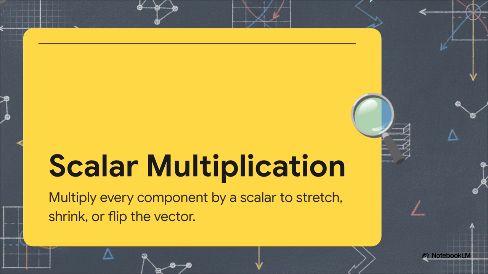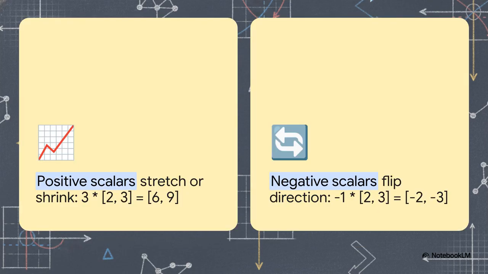Scalar multiplication scales our vectors using a single magnitude. To actually do this, we just distribute our single number, which in math we call a scalar, into every single component of the vector. What's truly fascinating here is the contrast between positive and negative scalars. For positive scalars, we're stretching and shrinking. Multiplying our base vector of 2, 3 by the scalar 3 gives us 3 times 2, which is 6, and 3 times 3, which is 9. The vector stretches out to 6, 9. Now, multiplying by 0.5 shrinks it.